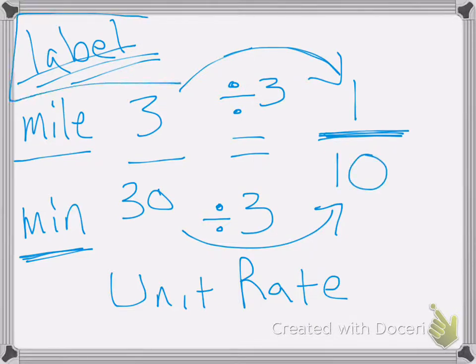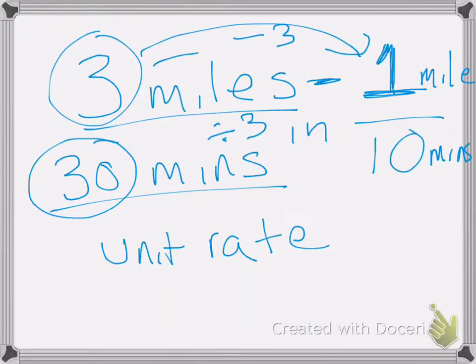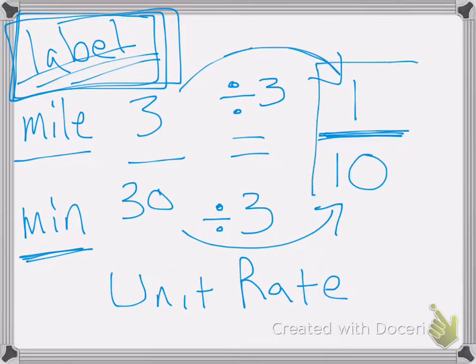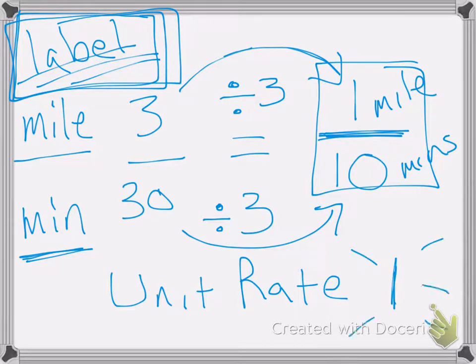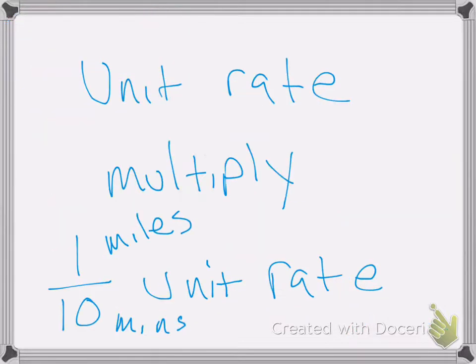Make sure you label. That's probably the most important thing, is to label. So you've got miles per minute, unit rate. This is your unit rate. 1 mile in 10 minutes. Okay? Unit rate is for 1.